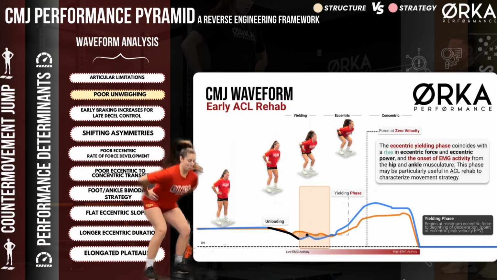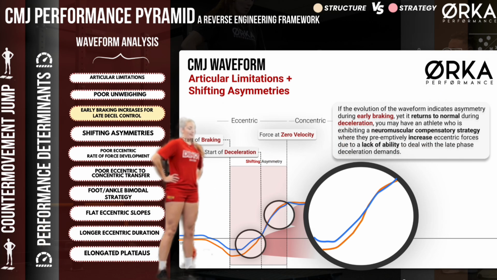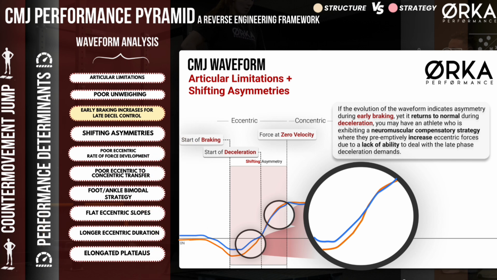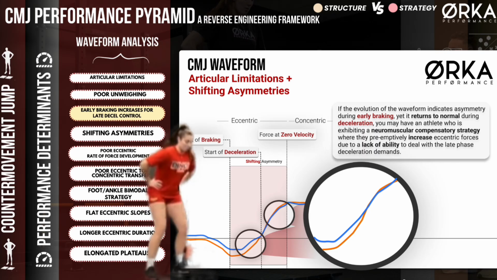We might see these waveforms where the athlete is using these shifting strategies. So here we end up getting basically this early braking increase, but then it returns to normal during deceleration. So it's a really interesting neuromuscular compensatory strategy where this athlete almost preemptively increases force because of their lack of ability to deal with late deceleration demands.